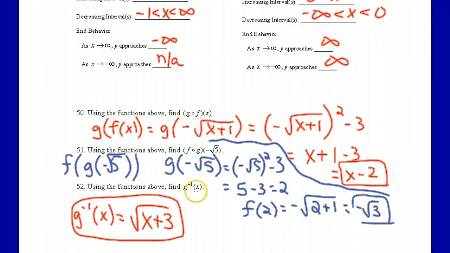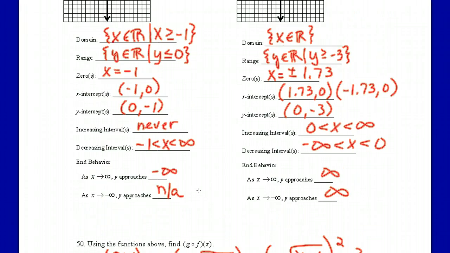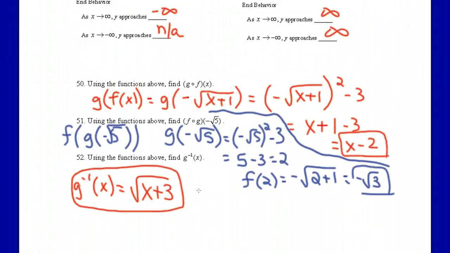Using the functions above, find g inverse. They want you to take g's function and find the inverse. You can either do that with flowcharts, where you write out the steps and go backwards. Again, see that video if you haven't already. And if you don't like that, you can do it the algebra way, which is what I was doing somewhere on one of these other pages. Again, there are videos to show how to do it. The same video will show you how to do it algebraically as well. Well, I hope this helped.